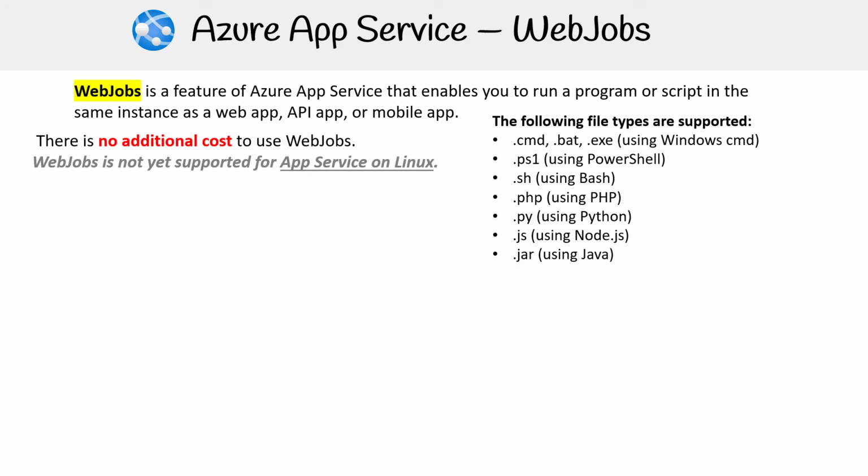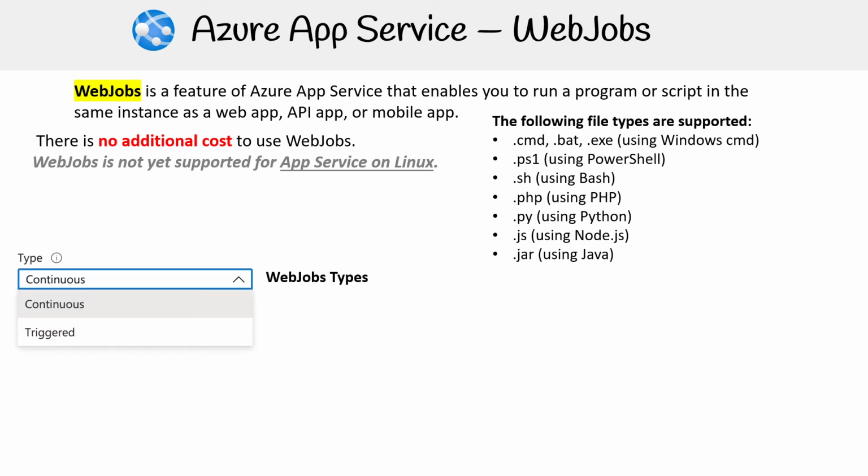When you go ahead and create your job, you're going to have between two types. So you got continuous and triggered. Continuous means that it's going to run continually until stopped, which is pretty clear. And this particular mode supports debugging. So if you need debugging, that's the mode you're going to be using.